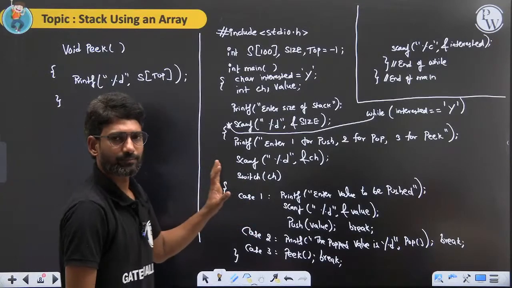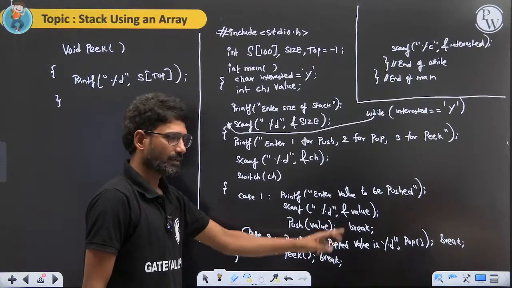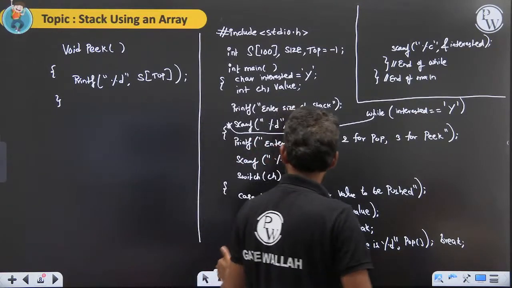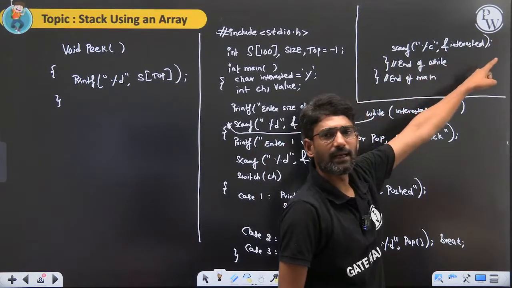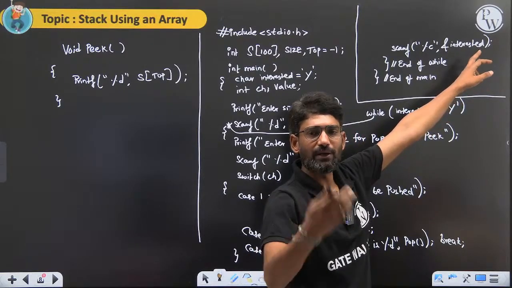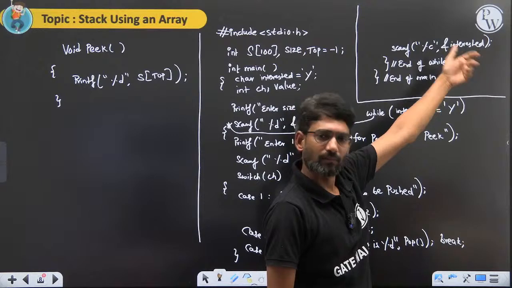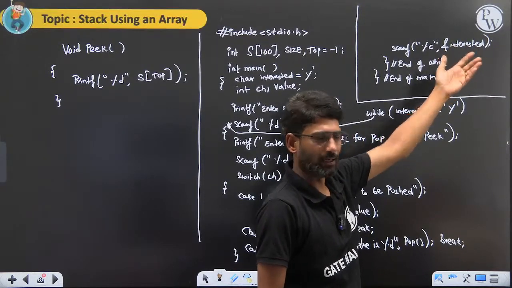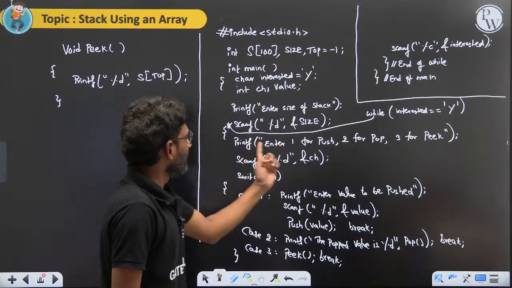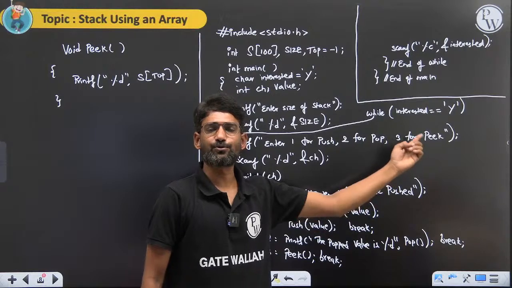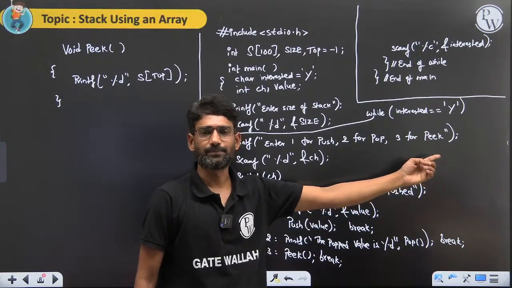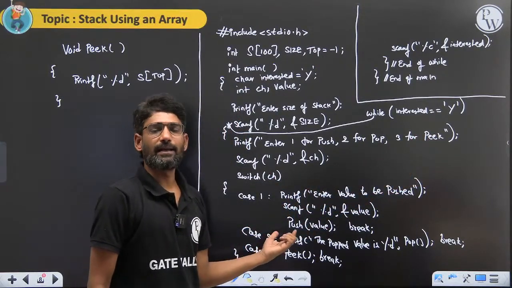Break. Push function is over. Break. Now switch is over. After switch it is again taking the input. Are you interested to do one more operation? If you type yes, Y, again the while loop runs, again it will ask: enter 1 for push, 2 for pop, 3 for peek.